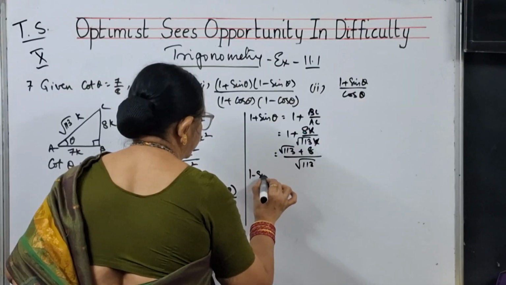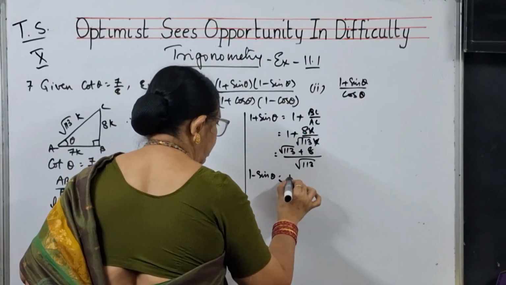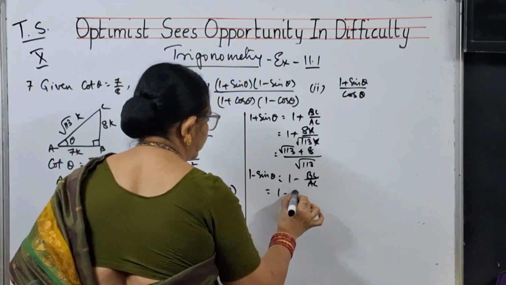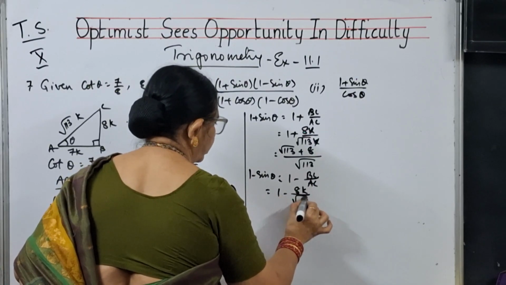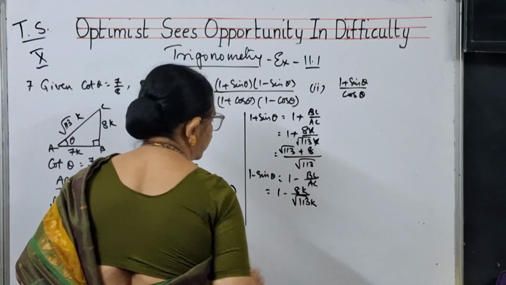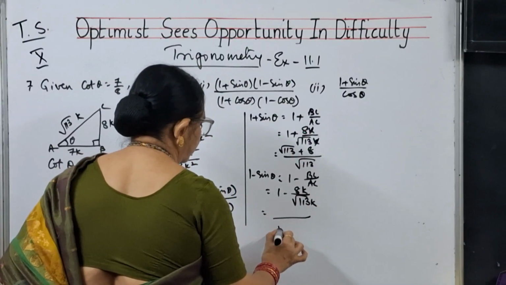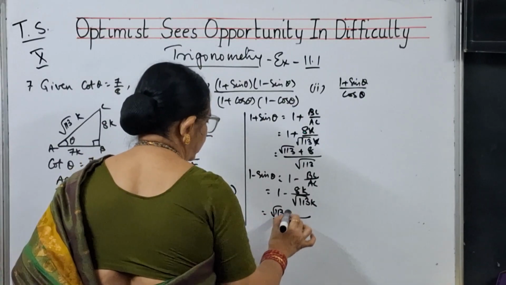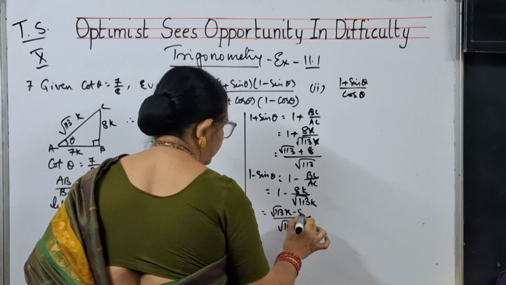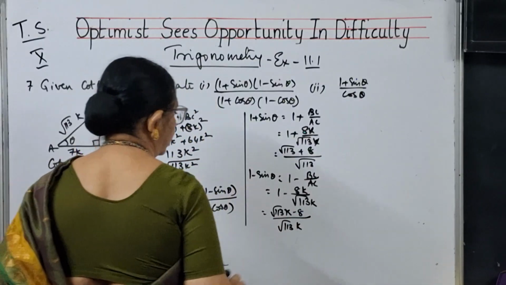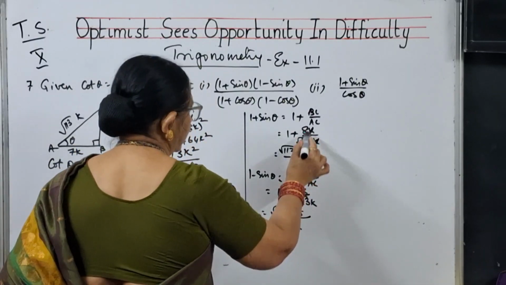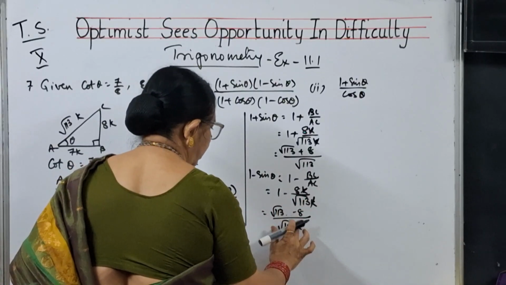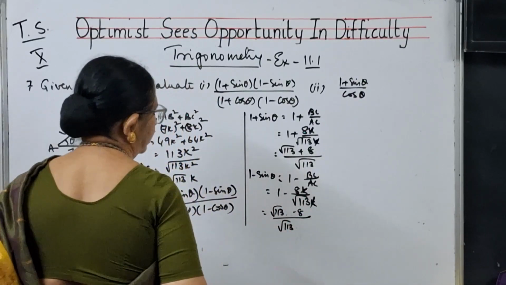So what is 1 minus sine theta? This is again 1 minus BC by AC, that is 1 minus 8k by root 113k. That means again root 113k, root 113k minus 8. Here we can cancel, just like we have cancelled there. If you cancel here, we don't get k here. Root 113 minus 8 you will be getting.